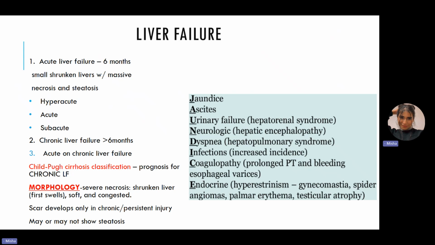Another thing that we can mention in the case of chronic liver failure is that we have the cirrhosis classification, which classifies the prognosis. So we have A, B, and C, which basically allows us to understand if a patient requires, for example, transplantation, or what kind of treatment should be given to them. And in this case, A is well compensated, B is partially compensated, and C is decompensated.